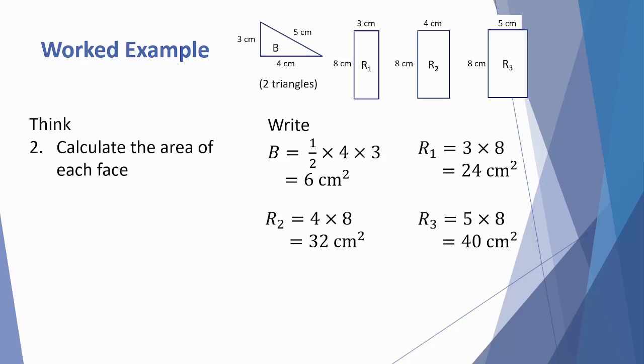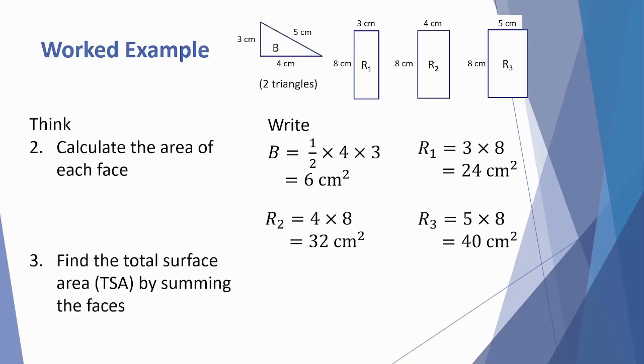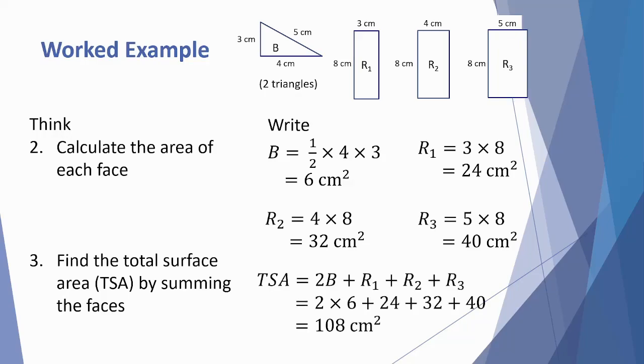So our next step is to find the total surface area, and we write that as TSA. What we do is we add everything up. So I've got 2 bases, because I remember there were 2 triangles at the top and the bottom, plus 1 of each of those rectangles. I put that into my calculator and I get 108 centimeters squared. Make sure that it is centimeters squared because we are looking at area here.